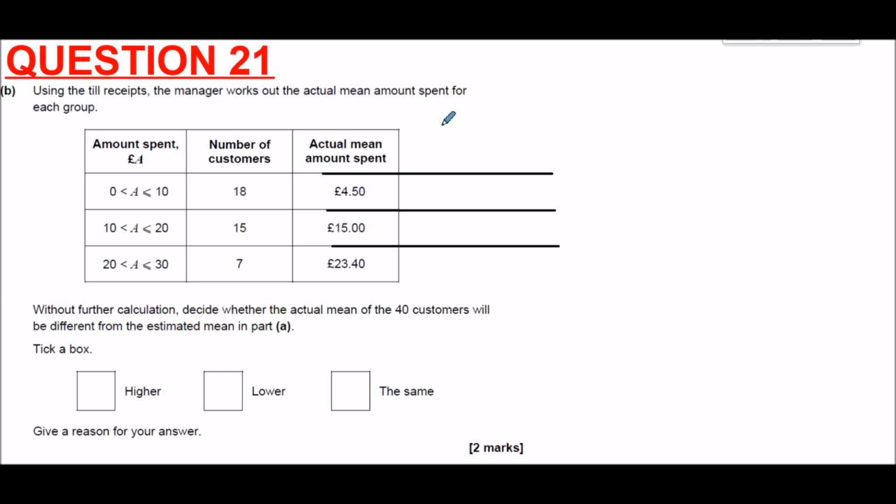for 0 to 10, we said the midpoint was 5. 10 to 20, we said 15. So that one's exactly the same. And for this one, 20 to 30, we estimated at 25. So our midpoint for this one was slightly too high. The actual mean of these 18 customers was £4.50. Our estimate of 5 was a little too high.